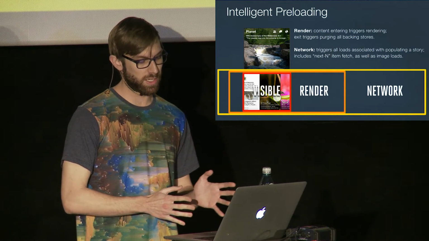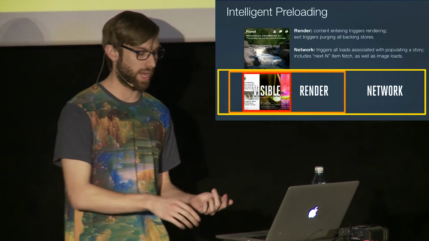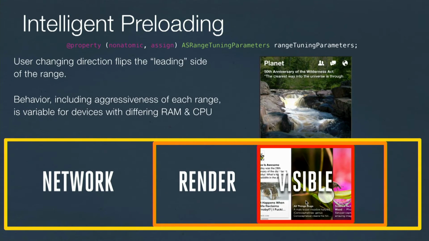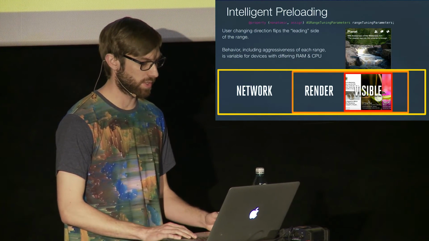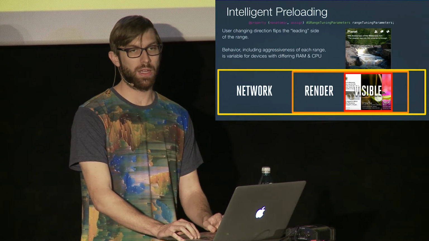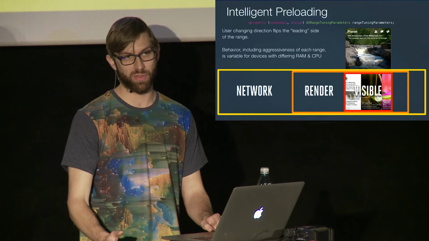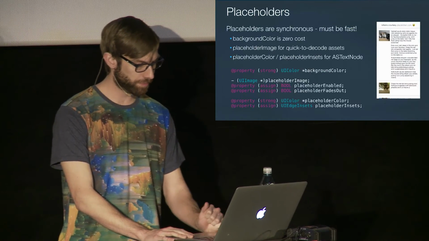So what's cool is that in addition to being able to adjust the leading and trailing edge of this, it will automatically flip around if the user goes in the other direction and start trying to catch up to what the user is doing. And so the reason that this is asymmetric, although you can set it to whatever value you like, is that it saves memory on the trailing side and allows you to spend more on the preceding side. There's a simple property, range tuning parameters, that can change that, and you can adjust this for different device types depending on your RAM limitations or how much CPU they have.